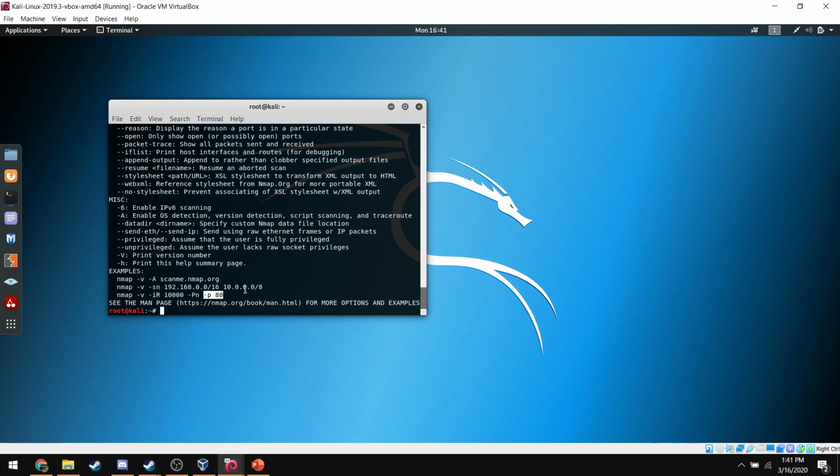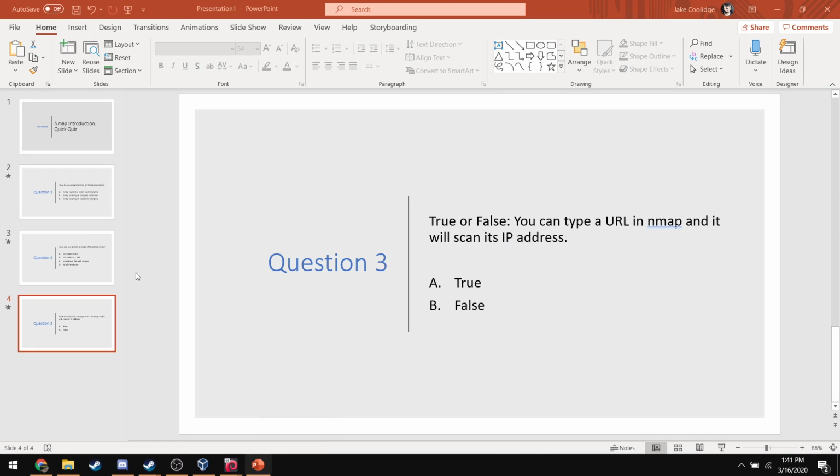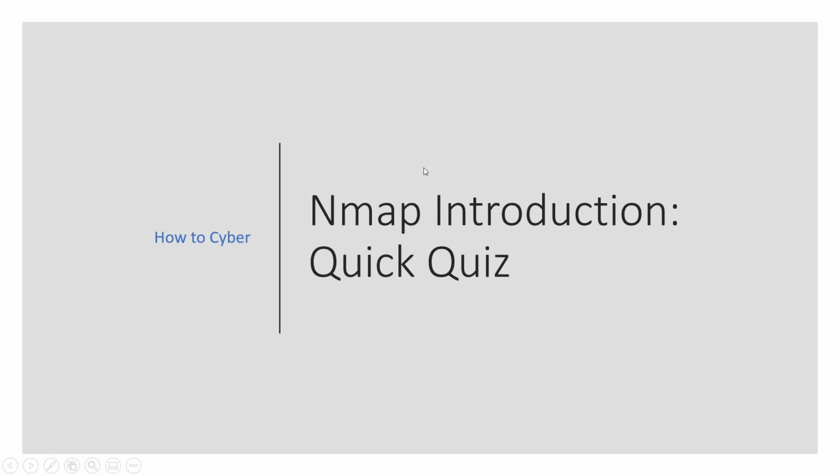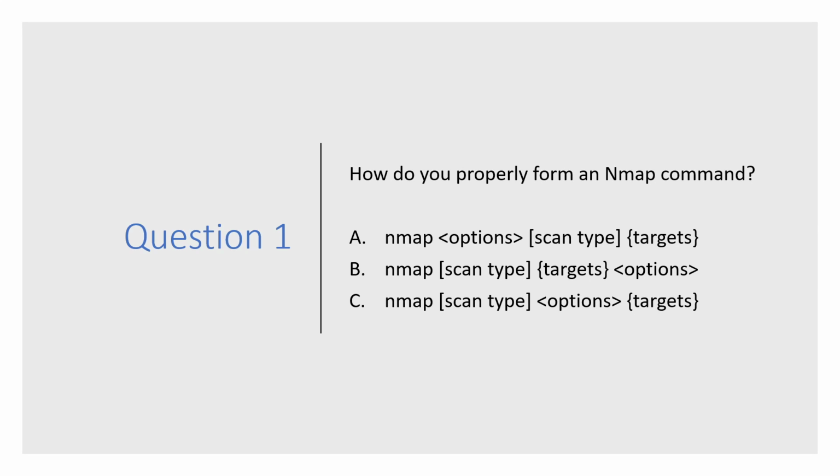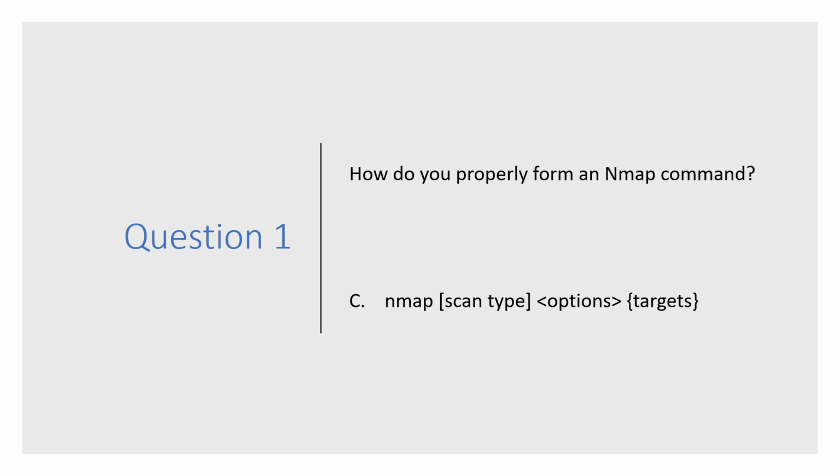Now, I actually have a quick quiz that we can do for the remainder of this video, and let's just go right into it. How do you properly form an nmap command? Is it A, nmap, then options, then scan type, then the targets last? Is it scan type, then targets, then options? Or is it scan type, then the options, and then the targets? The correct option is option C. You want to specify the scan type and then the options, so that Nmap will then use those options for that scan type. It's just a more proper way to use Nmap commands.